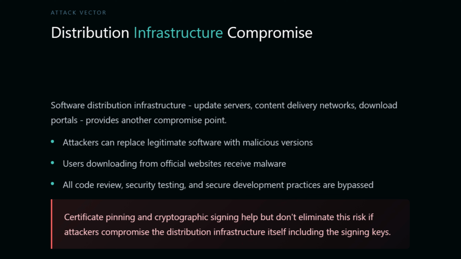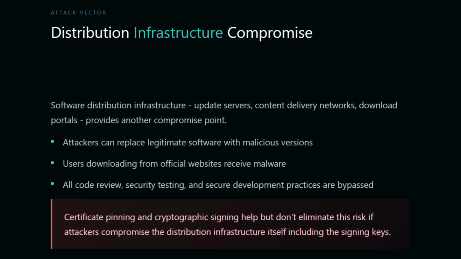Software distribution infrastructure, update servers, content delivery networks, download portals provide another compromise point. Attackers who compromise distribution infrastructure can replace legitimate software with malicious versions without ever touching the development environment. Users downloading from the official website receive malicious software because the attacker controls what the official website serves. All the code review, security testing, and secure development practices are bypassed.